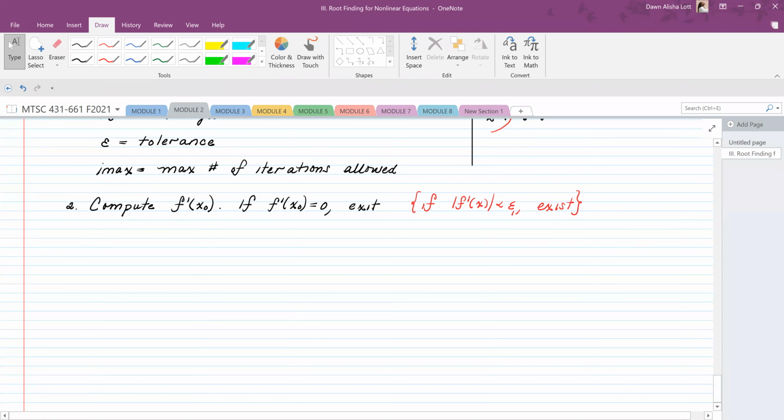So the first thing we'll do is compute the derivative of f and evaluate it at x0. And if the absolute value of f prime of x0 is less than epsilon, we can exit. Okay, we'll exit the code. So then the next step is to compute x1. So x1 is our next iterate, and it's x0 minus f of x0 over f prime of x0.